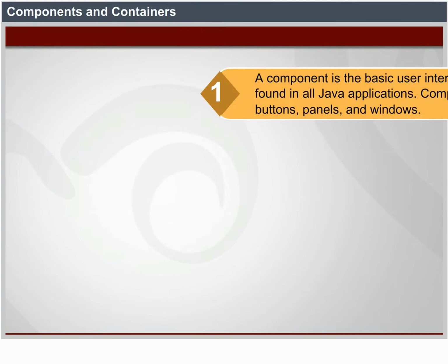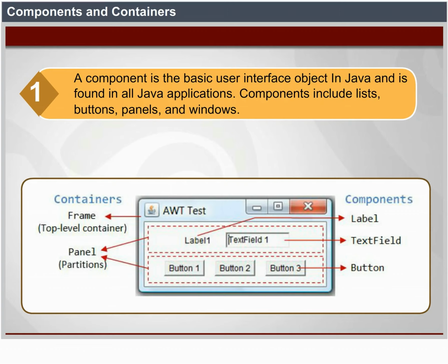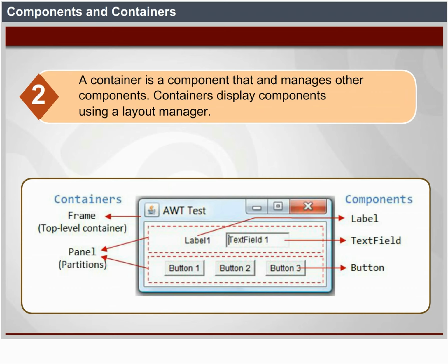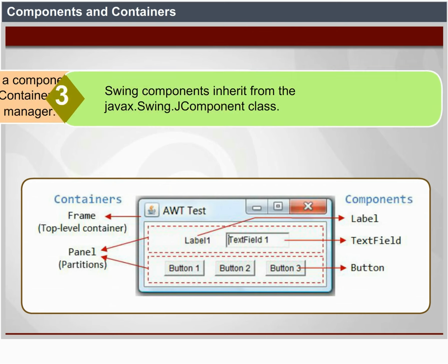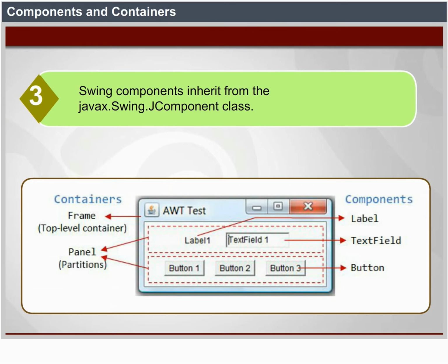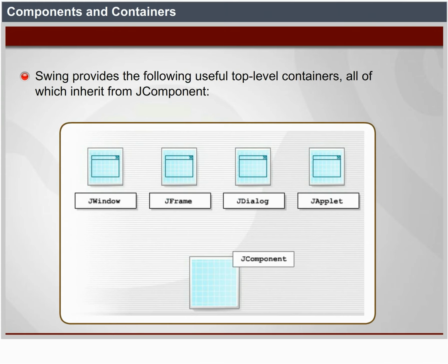Components and containers. Component is the basic user interface object in Java and is found in all Java applications. Components include lists, buttons, panels, and windows. A container is a component that manages other components. Containers display components using a layout manager. Swing components inherit from the javax.swing.JComponent class. Swing provides the following useful top-level containers, all of which inherit from JComponent.